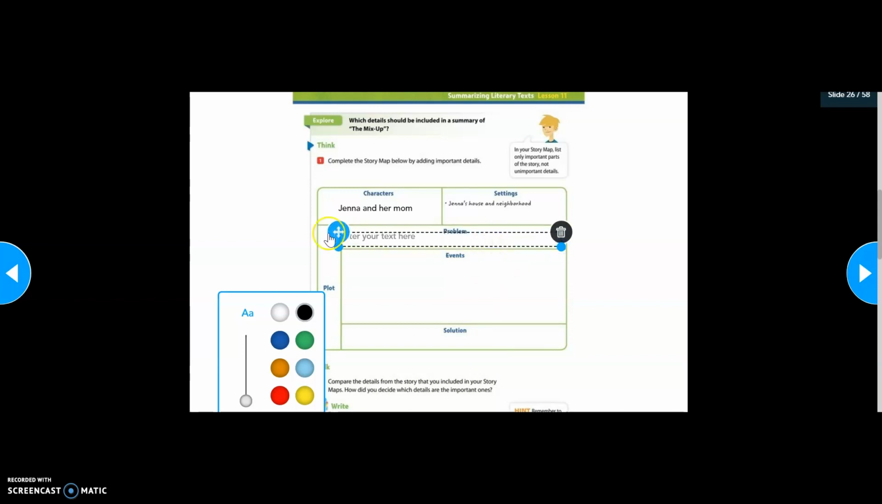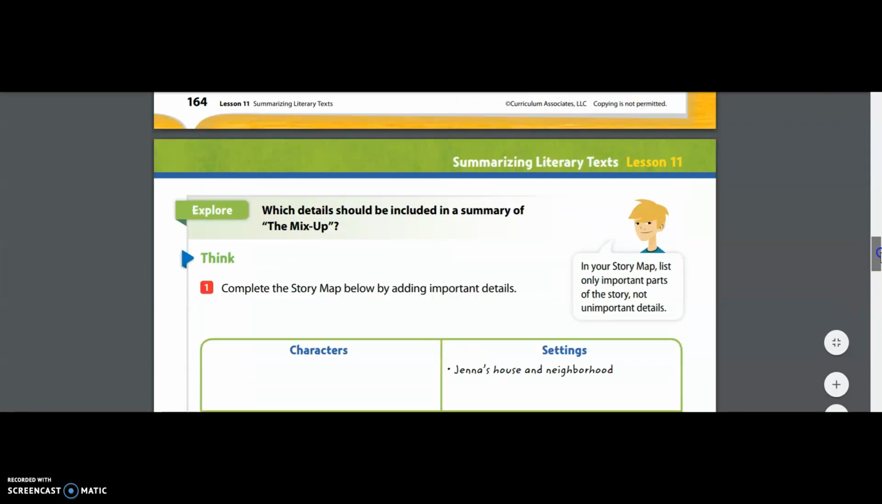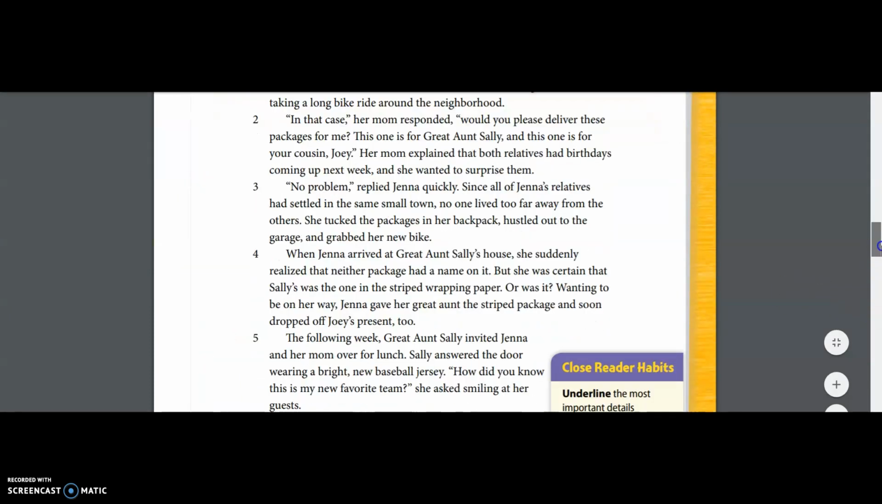Every time, we always want to go back to our text and read. So we want to see what is the problem in the story. We already spoke through this earlier when we did our comprehension questions, and we said it became an issue that the presents were not labeled. So Jenna doesn't know who the presents go to. She's not aware of who she has to give it to because they weren't labeled. So it says she realized that neither package had a name on it.